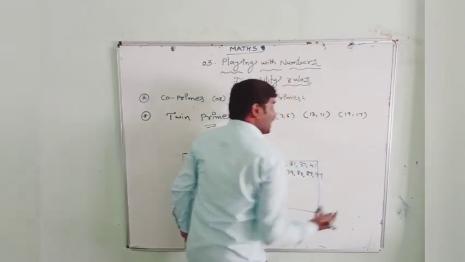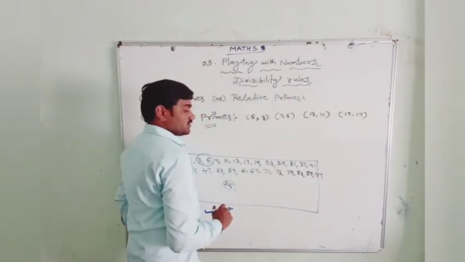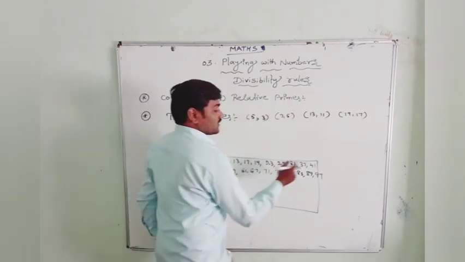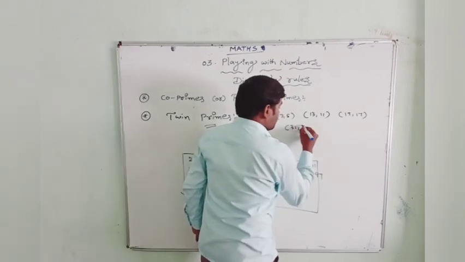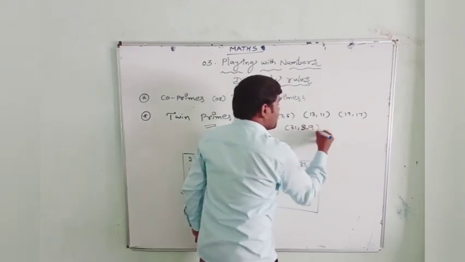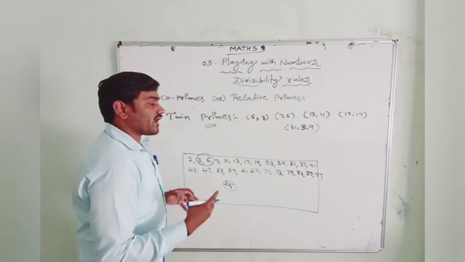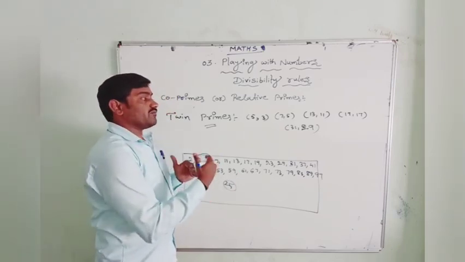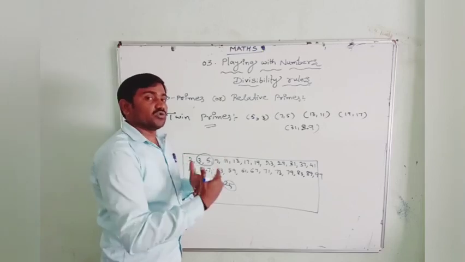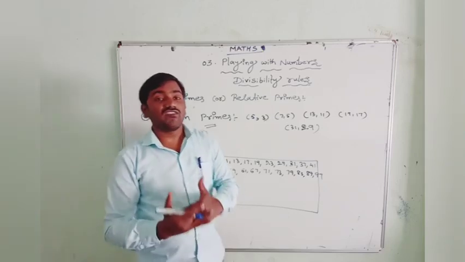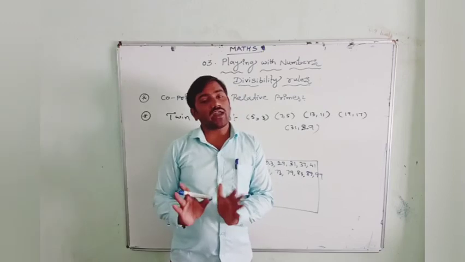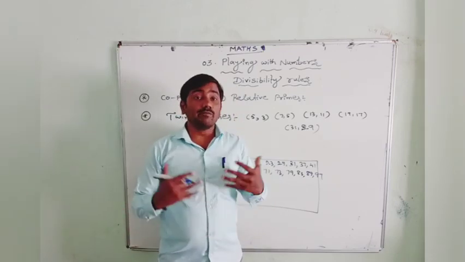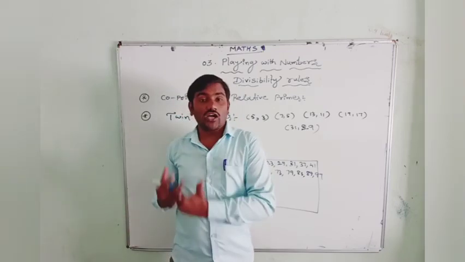19 and 17 are twin primes. Similarly, 31 and 29 are twin primes. In this way we can write which are the twin primes. If the difference between two prime numbers is 2, then they are known as twin primes, or else they are not twin primes. So this is a complete introduction to this chapter.